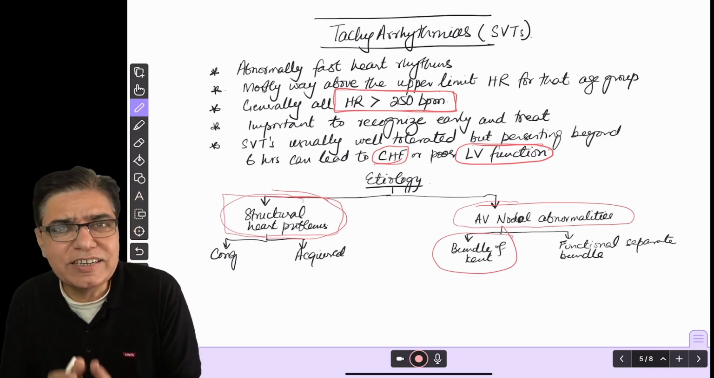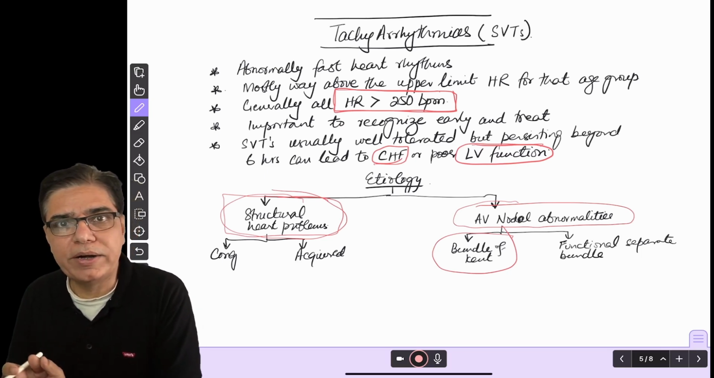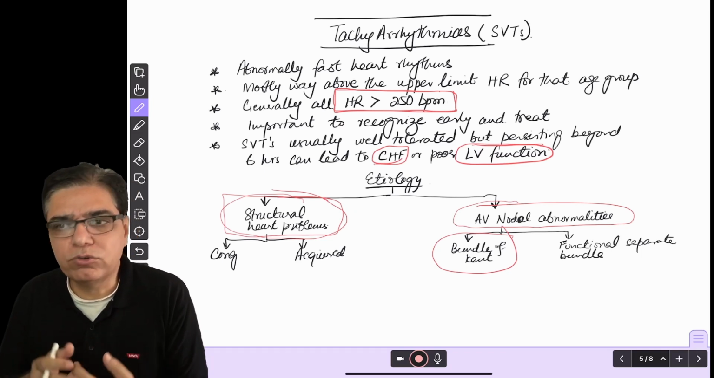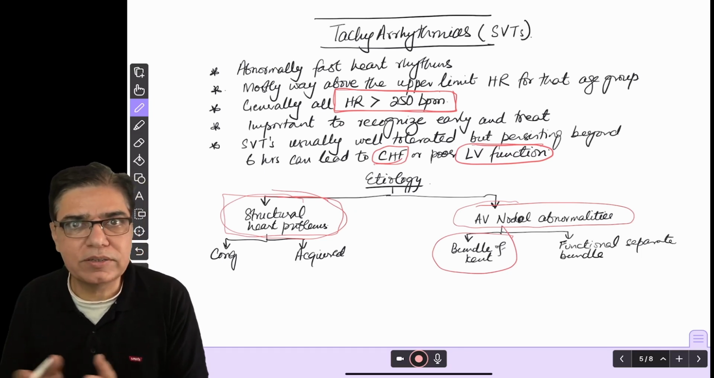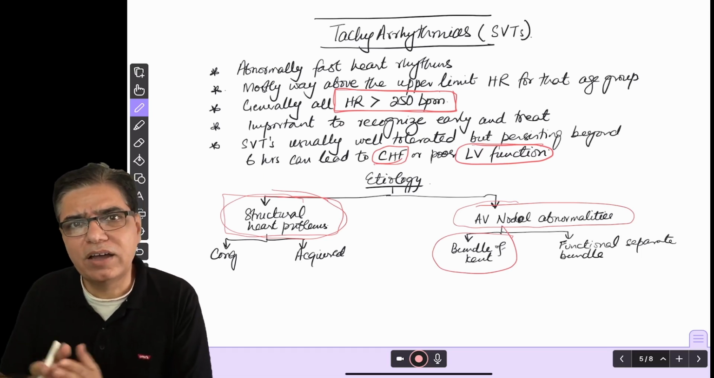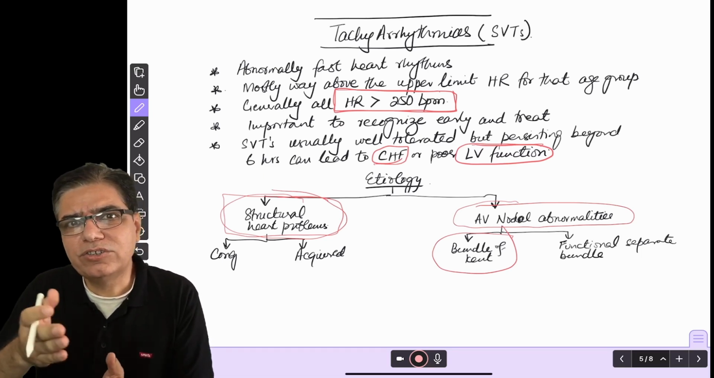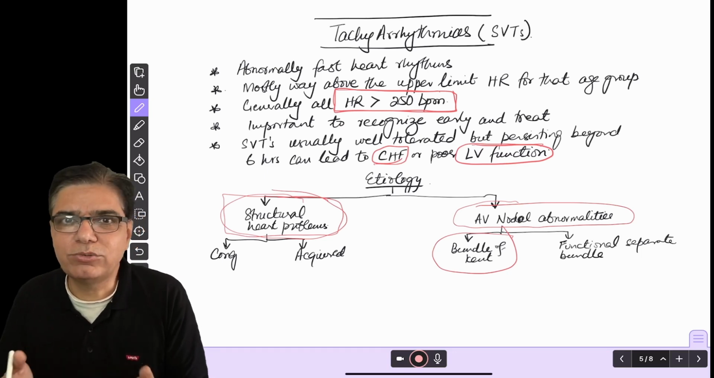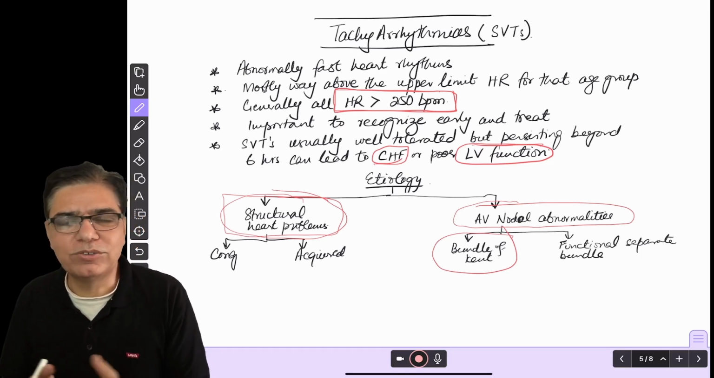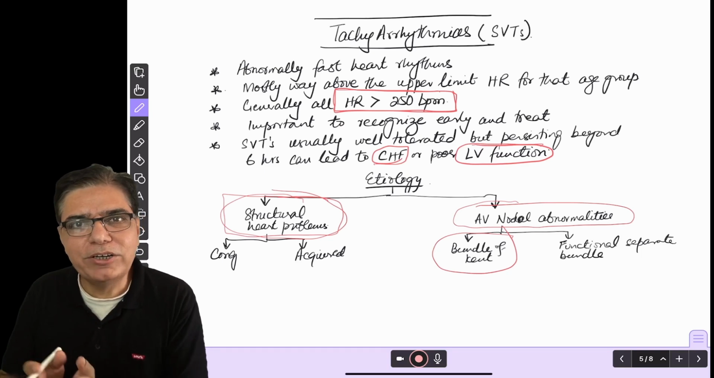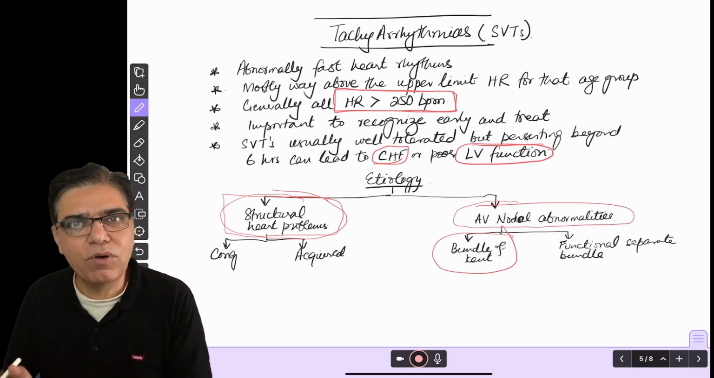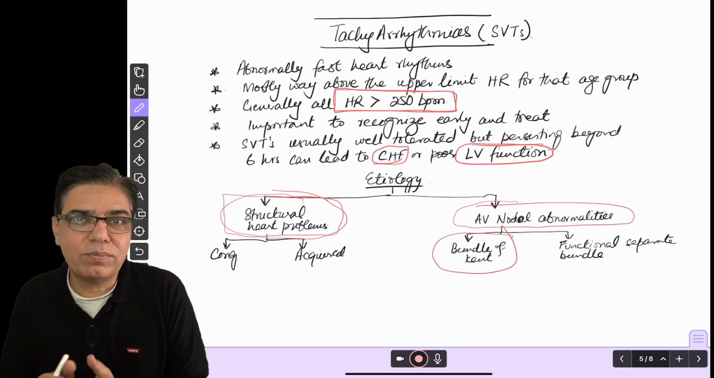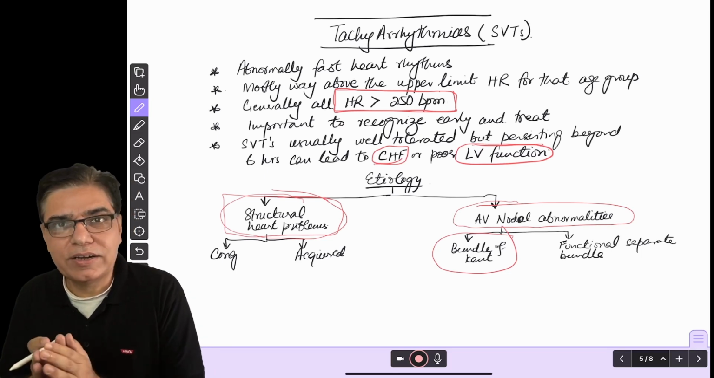So congenital structural heart disease, or it could be acquired. For example, a child undergoes cardiac surgery for one reason or the other. When he's undergoing cardiac surgery, obviously the myocardium is cut, and if the incision is running through, let's say, the conduction bundles of the heart, then it might lead to problems later in life in the form of SVT. So structural heart problems are either congenital or acquired.